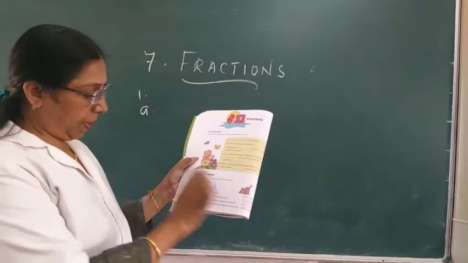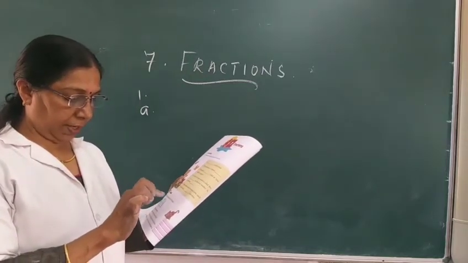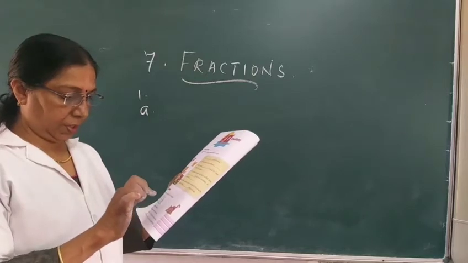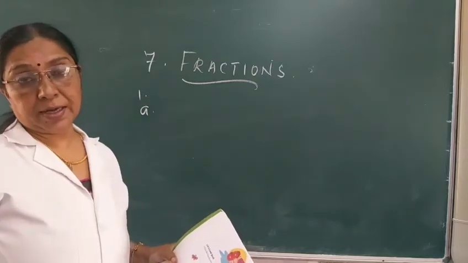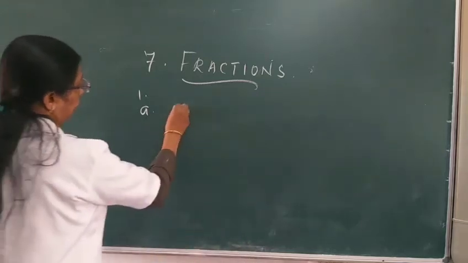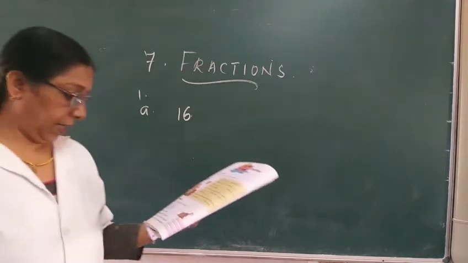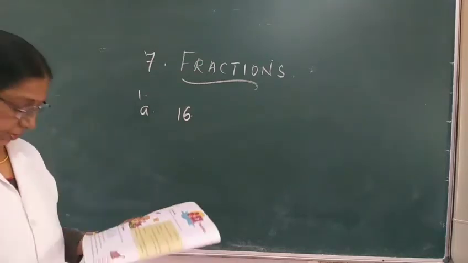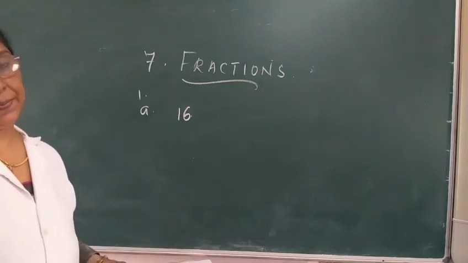You all count the parts. 1, 2, 3, 4, 5, 6, 7, 8, 9, 10, 11, 12, 13, 14, 15, 16. How many parts are there in all? 16 parts are there. How many equal parts are there? That is 16. What fraction is each part of the whole shape?